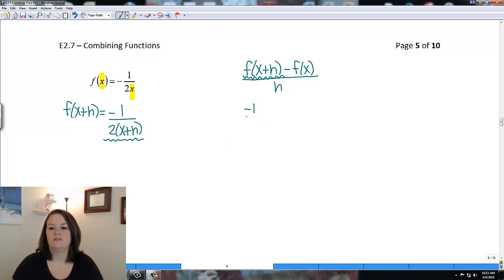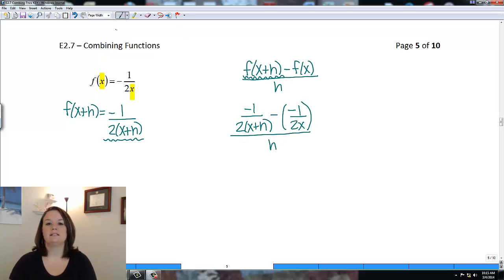So I have -1 over 2 times x plus h minus my original function, which here is -1 over 2x all over h. Okay, so one thing I see right away is I have double negatives. When I have double negatives, I can go ahead and make that a positive. And then the other thing I notice is I need a common denominator in order to combine these. Okay, my x plus h can't be separated, it's a quantity. So for my common denominator, I'm going to need that x plus h, I'm going to need the 2, and then I'm also going to need an x because of that second denominator.